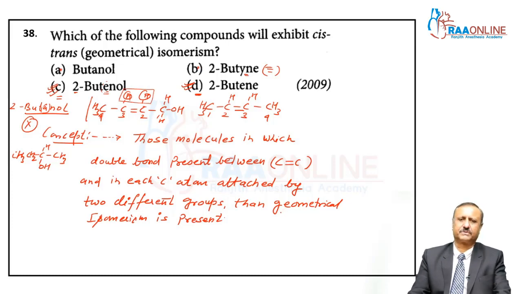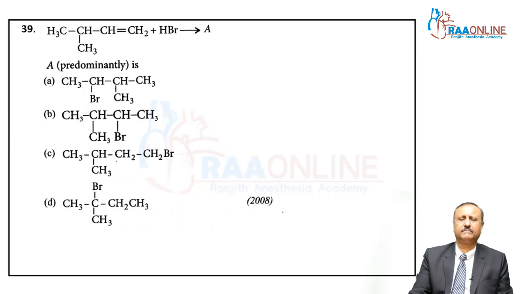Now, we can go to question number 39. Here you can see, my dear students, this is question number 39: CH3, CH, CH3, CH double bond CH2, with HBr, here H plus and Br minus. My dear students, this is the same kind of question in which a carbocation is present, and when this carbocation is present, it means shifting occurs. This is a secondary carbocation, so shifting is there.